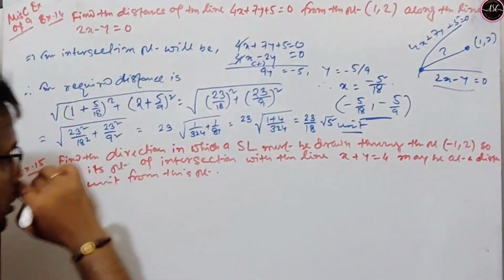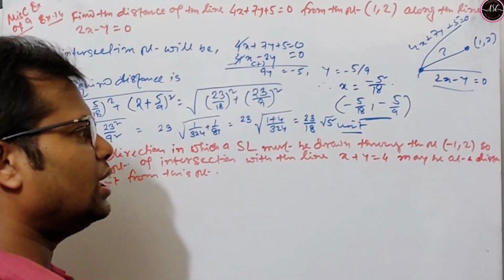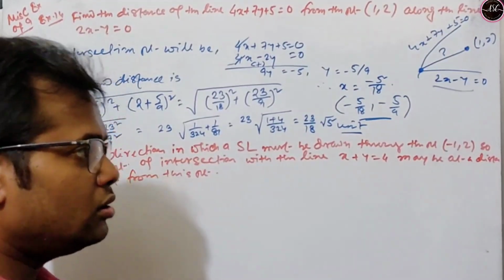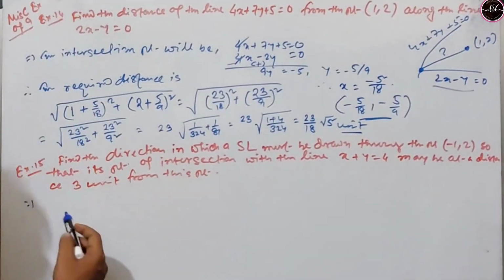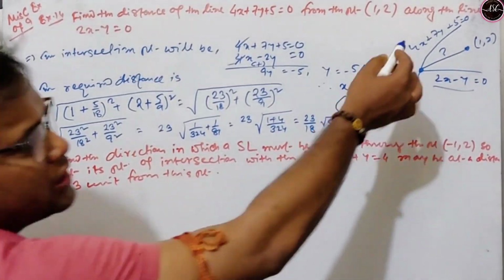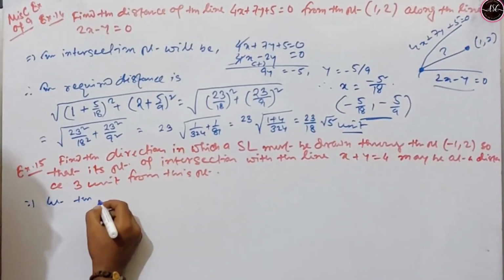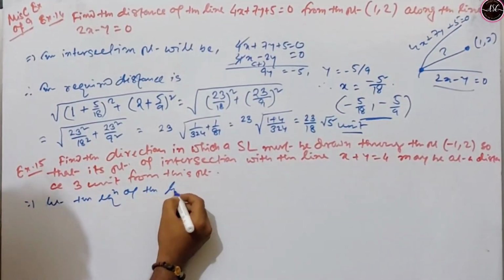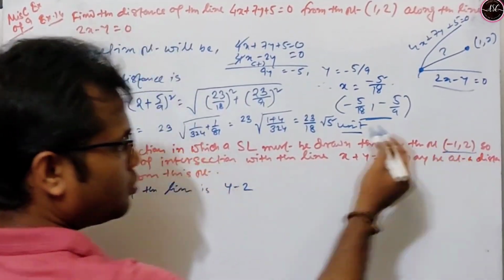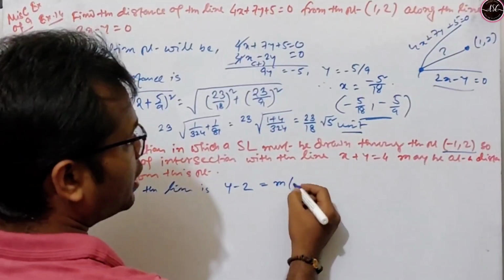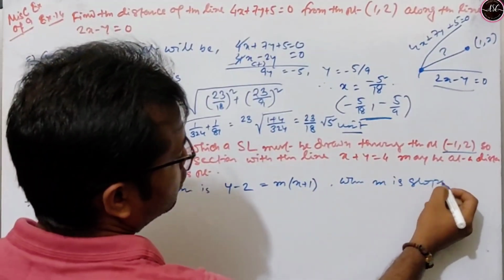Okay, just look at this question. Find the direction in which a straight line must be drawn through -1, 2, so that its point of intersection with the line may be at a distance of 3 units from this point. This type of example is just the opposite. So let the equation of the line be, as it is passing through this point, y minus 2 equal to m x plus 1, where m is the slope of the line.